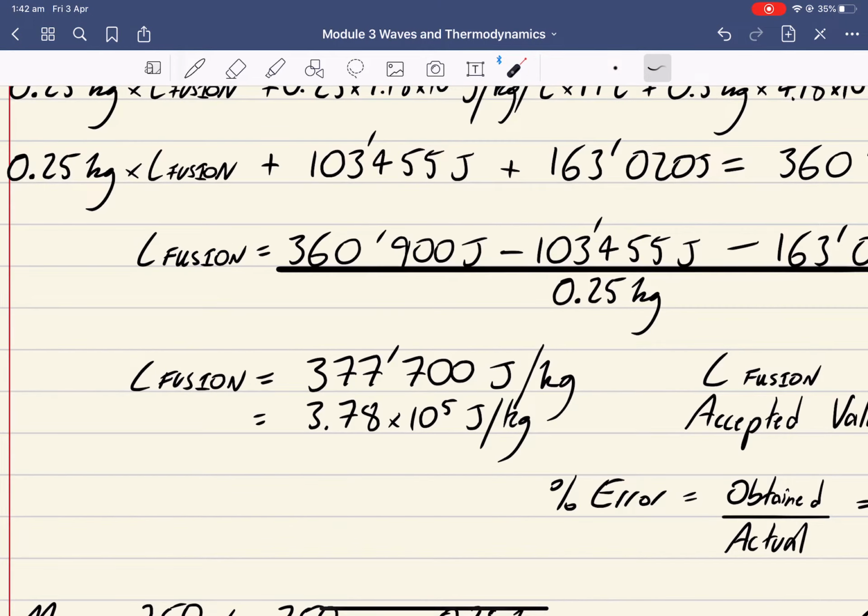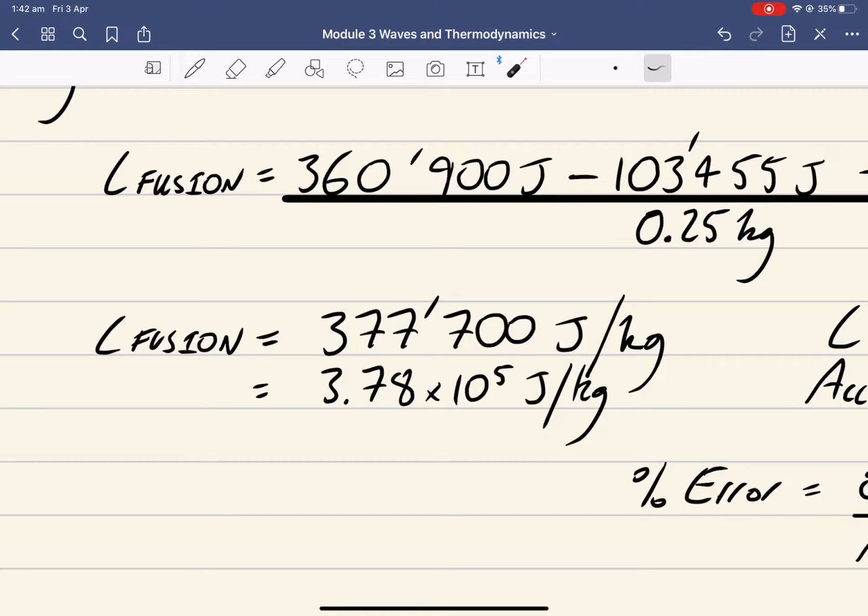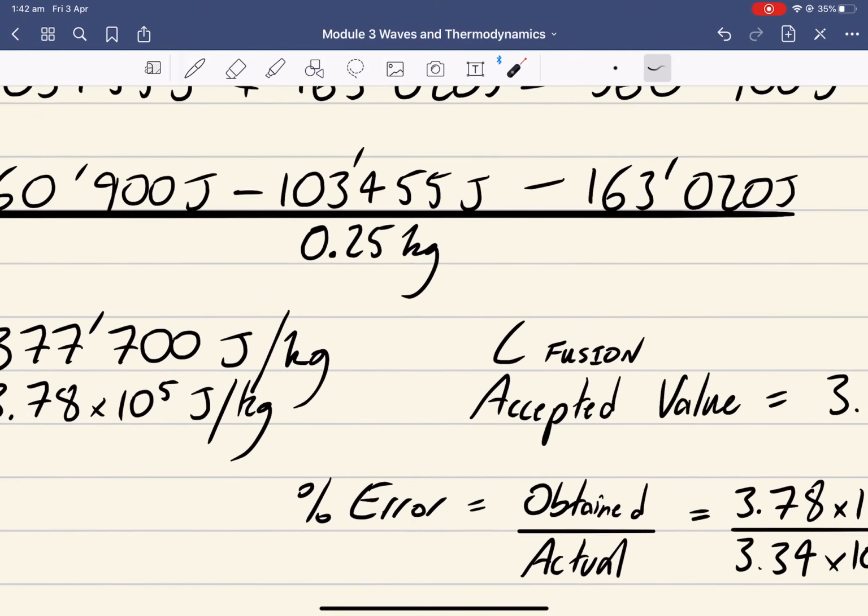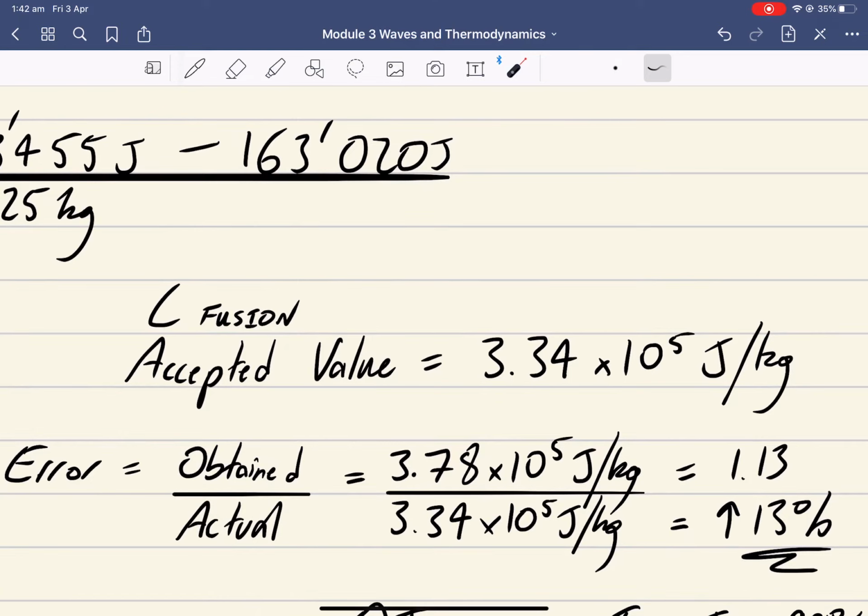So what's interesting from this experiment is we actually calculated the latent heat of fusion to be 377,700 joules per kilogram. If we put that in scientific notation, we get 3.78 times 10 to the 5 joules per kilogram. This number really has no meaning to us until we compare it to the actual accepted value. So if we scroll over here, the accepted value is 3.34 times 10 to the 5 joules per kilogram. So that's the amount of energy you need to put into 1 kilogram worth of ice to change it from ice to water. Once again, no temperature change is happening. It is simply just a phase change, which is breaking intermolecular bonds between the water molecules.